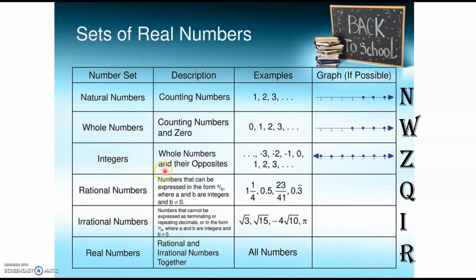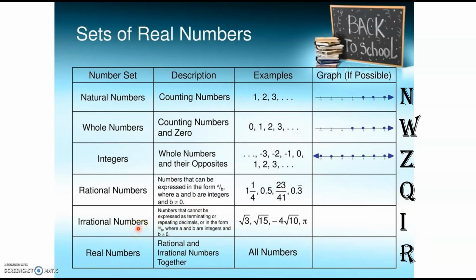Integers are whole numbers and their opposites. So whole numbers we know are 0, 1, 2, 3, and their opposites are minus 1, minus 2, minus 3, and it goes to infinity. So you have infinity in both directions, and it's expressed as Z. Rational numbers are numbers that can be expressed in the form of a by b in a fraction form, where b is not equal to 0, and these numbers are expressed as Q.